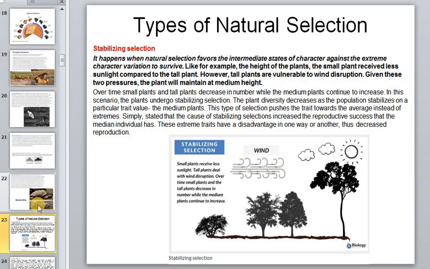And the types of natural selection. We will start with stabilizing selection. It happens when natural selection favors the intermediate states of a character against extreme variation. For example, the height of plants. A small plant receives less sunlight compared to a tall plant. However, tall plants are vulnerable to wind disruption, and given these two pressures, the plant will maintain a median height, median size.